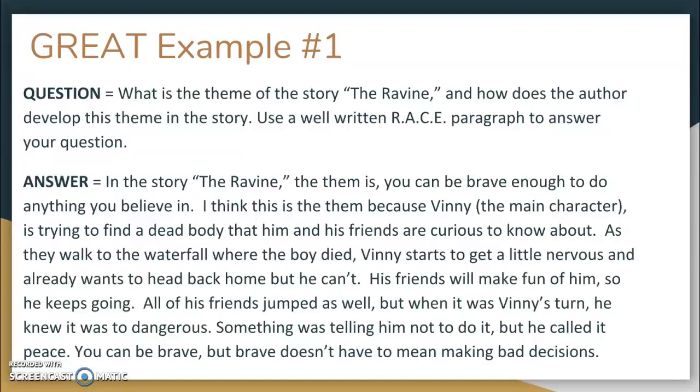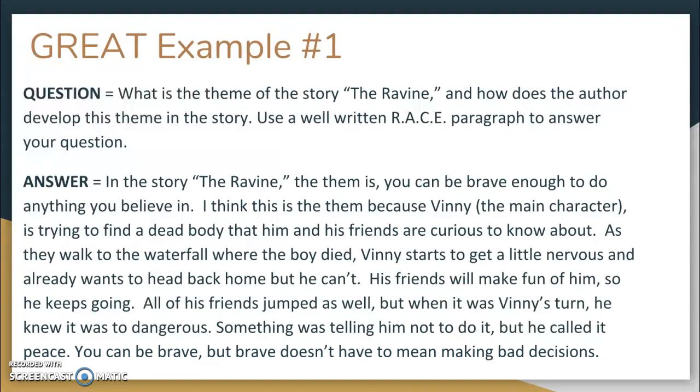His friends will make fun of him, so he keeps going. All his friends jumped as well, but when it was Vinny's turn, he knew that this was too dangerous. Something was telling him not to do it, but he called it peace. You can be brave. But brave doesn't have to mean making bad decisions.